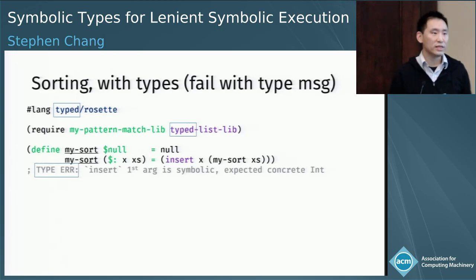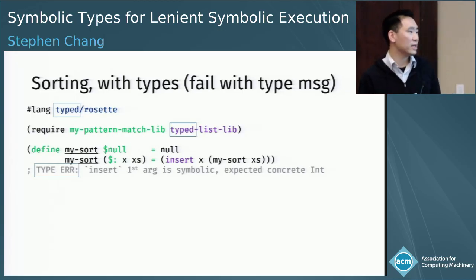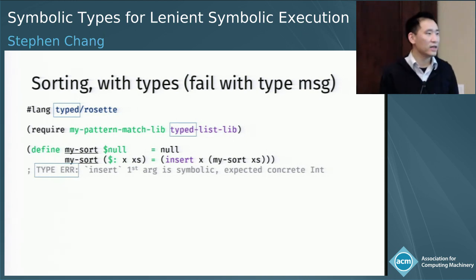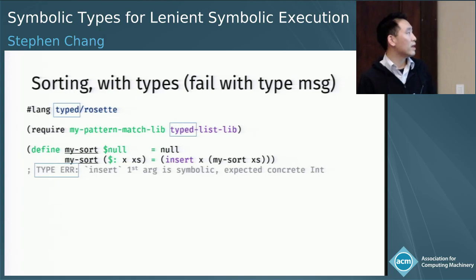So if I rewrite my example using types instead of a solver output that I don't really understand, here now my typed Rosette language points out the exact cause of the error with a nice type error message, which is that I've given insert a symbolic value when it should be concrete.